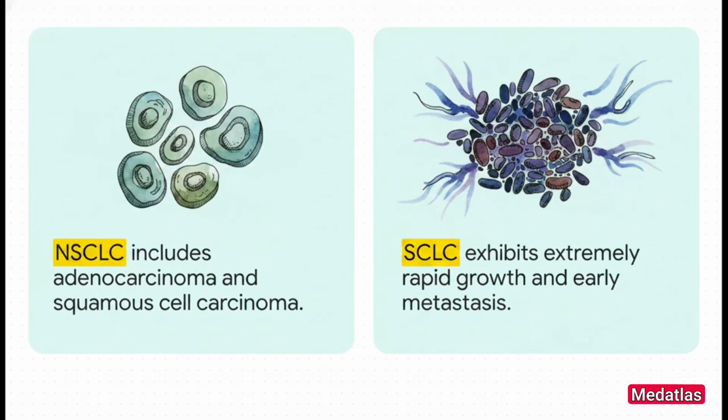Now, you might be wondering, is all lung cancer the same? Actually, no. Oncologists broadly divide the disease into two main camps. First, there's non-small cell lung cancer, or NSCLC, which honestly accounts for the vast majority of cases. This includes subtypes like adenocarcinoma, that's the most common one, and squamous cell carcinoma. On the flip side, small cell lung cancer is distinctly different because of its neuroendocrine origin. It's known for extremely rapid growth and early metastasis, meaning it spreads to other parts of the body really fast. Understanding this difference is the absolute first key to figuring out how to fight it.